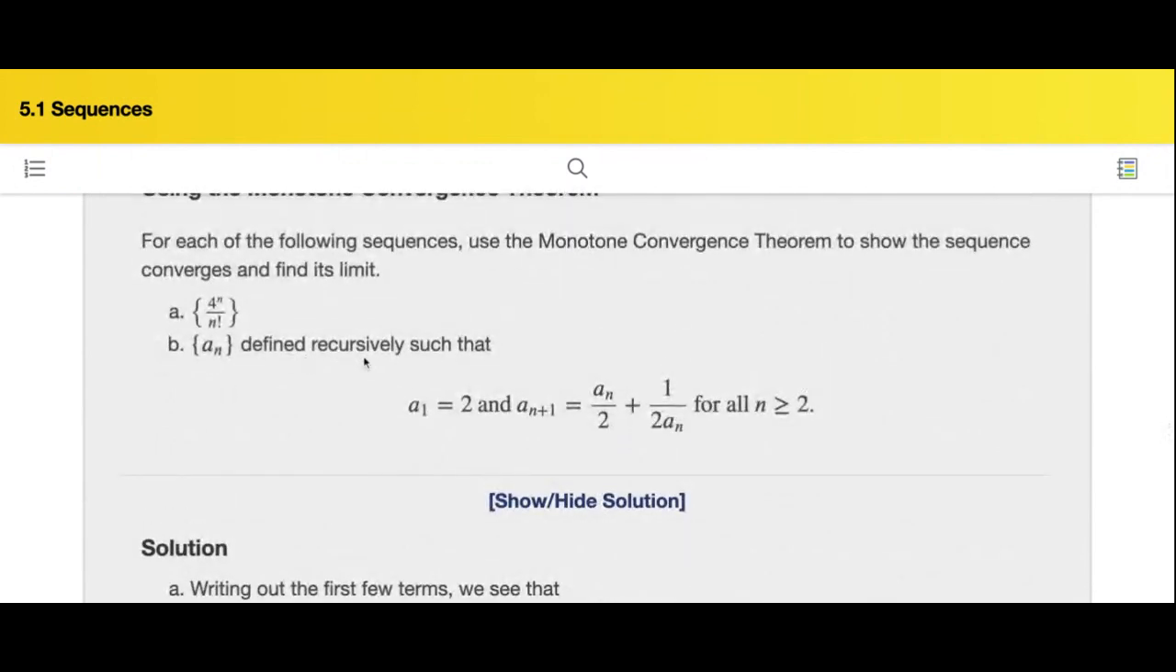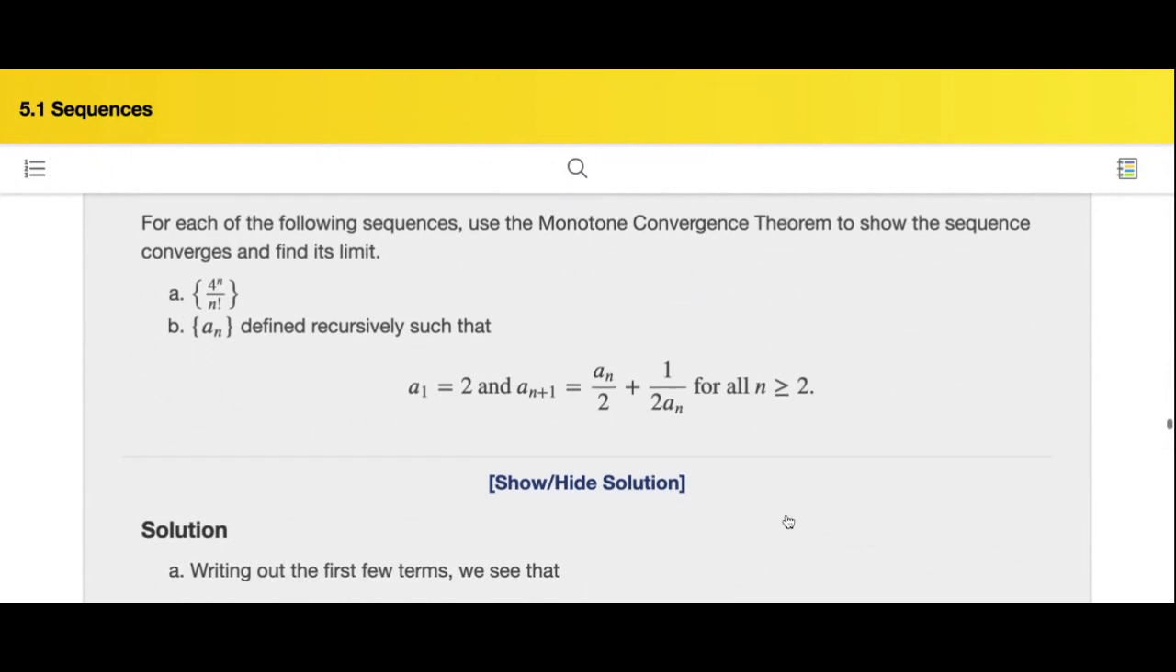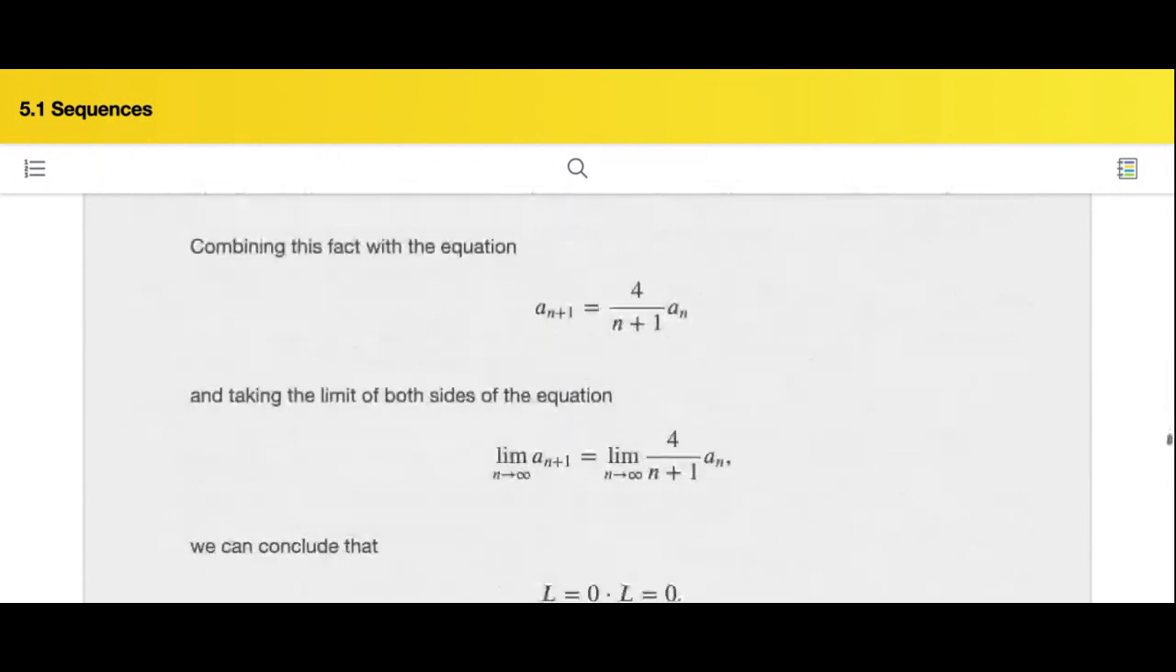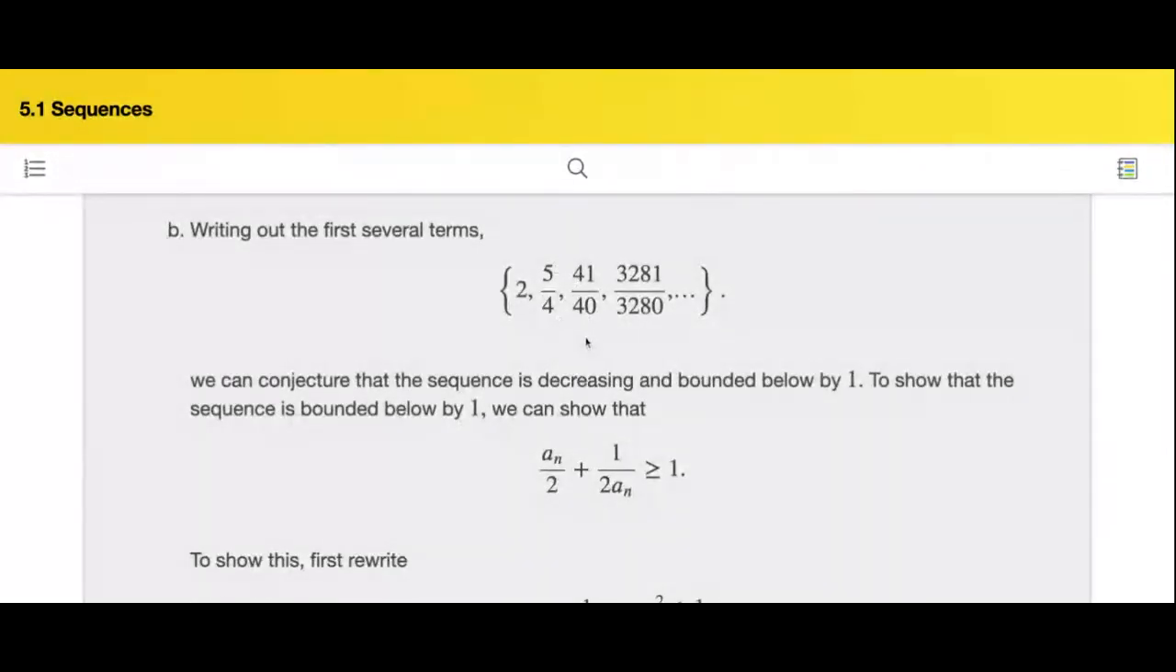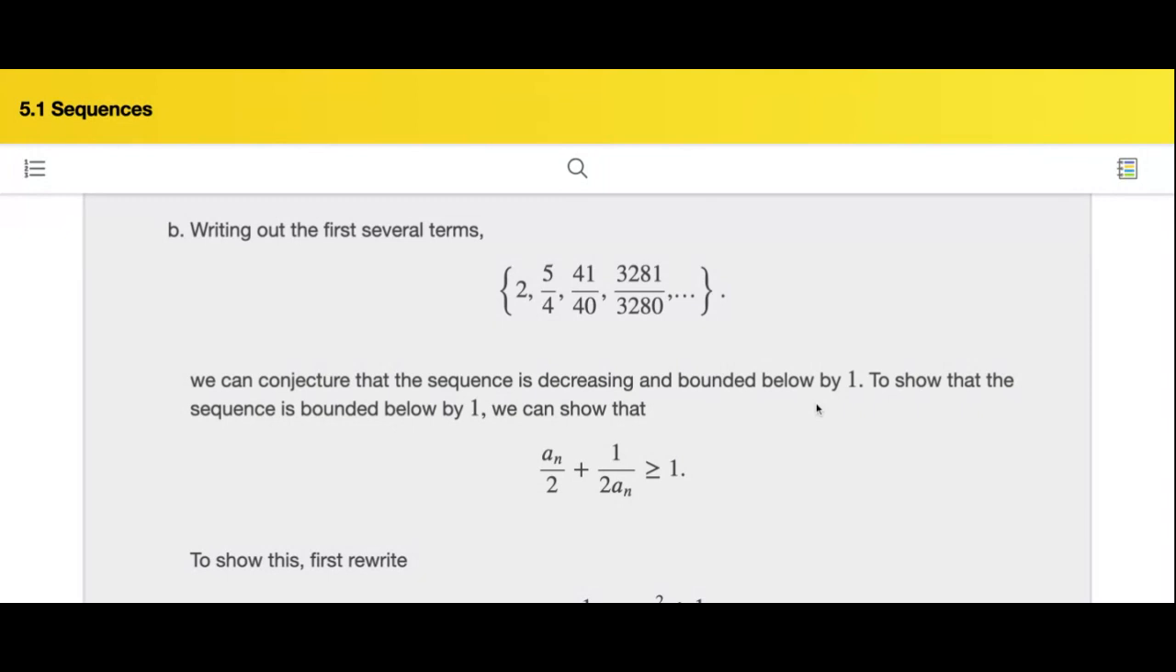B is the nth term defined recursively as this. The first term is 2, and a sub n plus 1 equals an divided by 2 plus 1 over 2an. The first part is linear, so half of an. The second part is rational. So what do we do? We get a couple of terms: 2, 5 over 4, 41 over 40, and so on. So that sequence is decreasing and bounded below by 1.